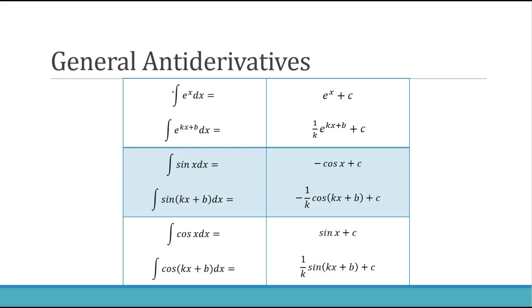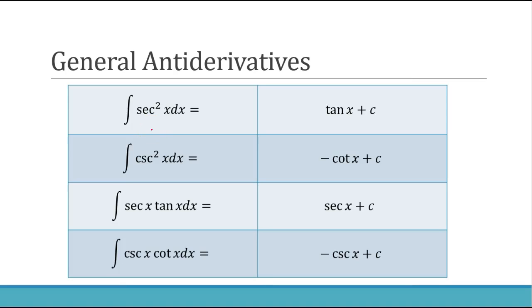And the integral of cosine is positive sine plus c because the derivative of sine is cosine. And if I have that linear piece inside kx plus b, I have to have a 1 over k in front. We have further integrals involving trig functions. The integral of secant squared is tangent x plus c. The integral of cosecant squared x is negative cotangent x plus c. The integral of secant tangent is secant x plus c, and then finally the integral of cosecant cotangent is negative cosecant x plus c. So all of these come from our derivative properties.